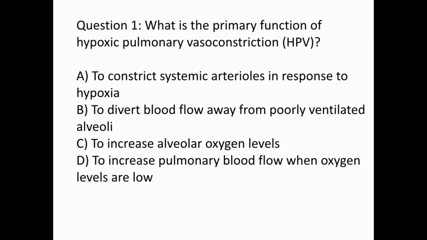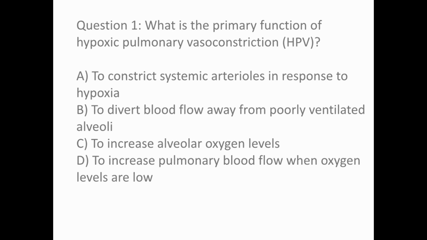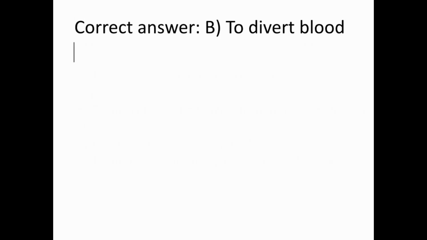A. To constrict systemic arterioles in response to hypoxia. B. To divert blood flow away from poorly ventilated alveoli. C. To increase alveolar oxygen levels. D. To increase pulmonary blood flow when oxygen levels are low. Correct answer: B. To divert blood flow away from poorly ventilated alveoli.